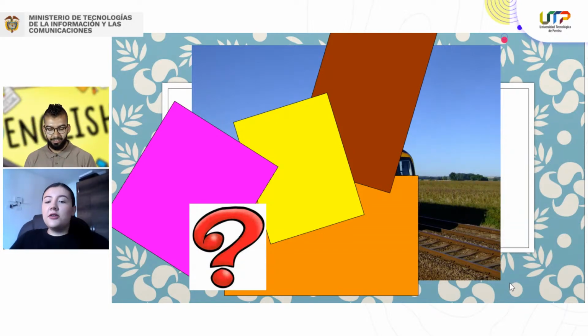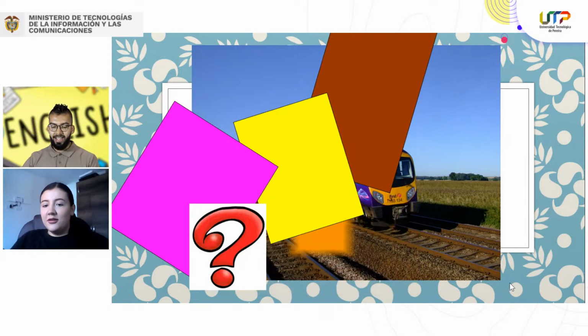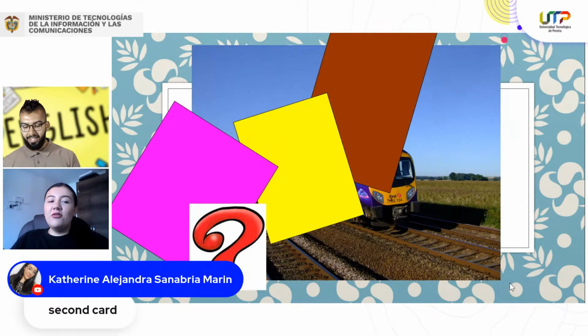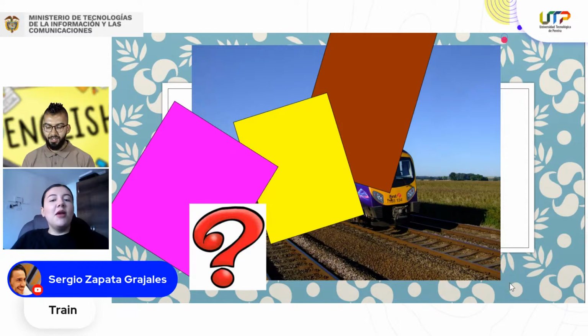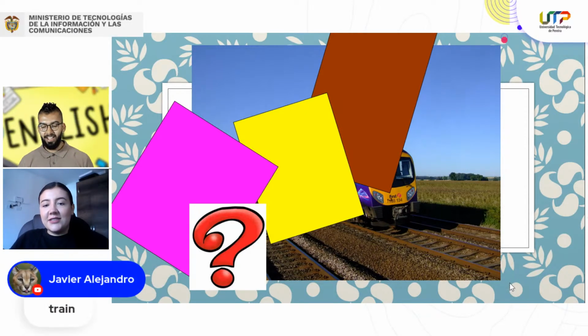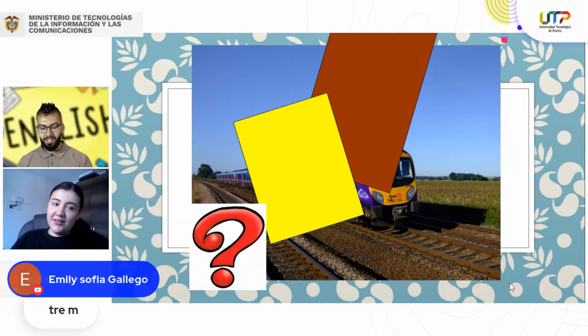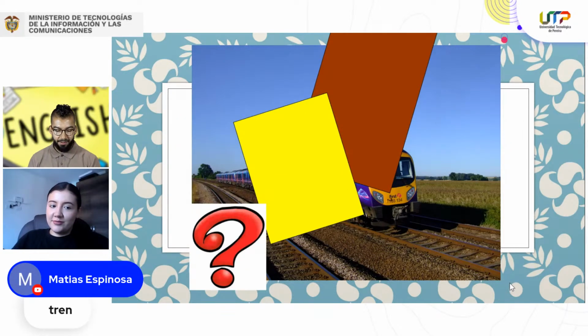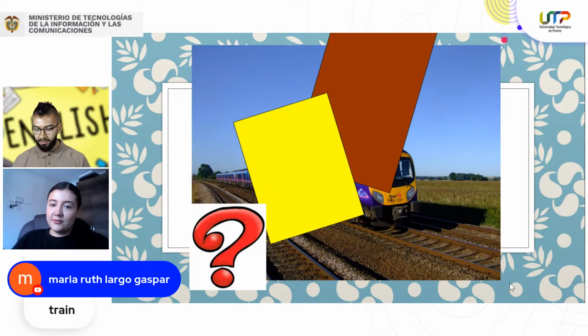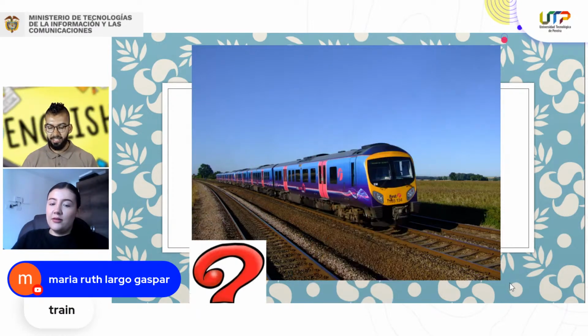There is a person here that says train, but I'm not sure. That's correct. Maybe he's cheating, because that's too difficult to guess. Exactly, Sergio, the train. Very good, Sergio, and those who are participating, Javier, Jonathan, very good, Valentina, that's great, fantastic.